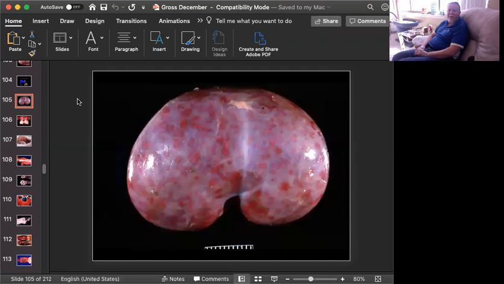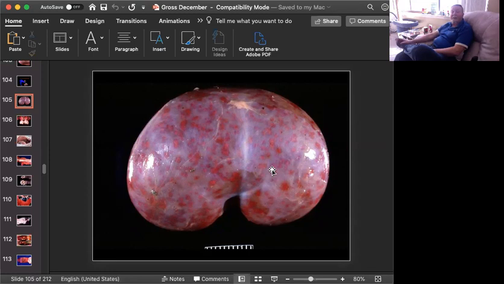What a great picture this is. Time's up. This is obviously kidney. We have multifocal to coalescing red patches of hemorrhage underneath the capsule. Remember, whenever we see hemorrhage, we want to think about necrosis, and we'll be right 99 times out of 100. So the morphologic diagnosis that I am looking for is multifocal to coalescing renal necrosis and hemorrhage.